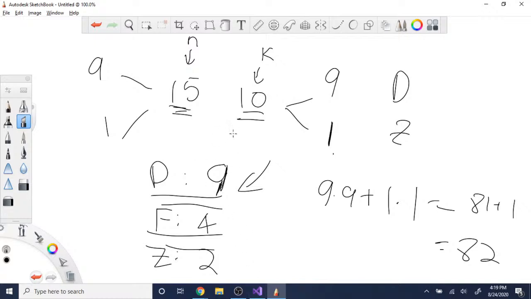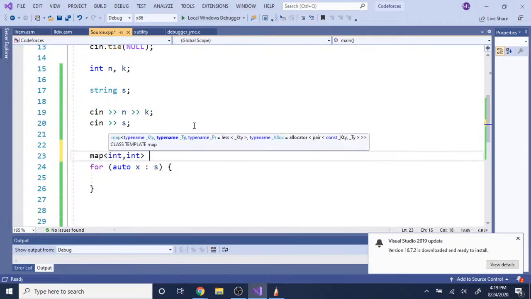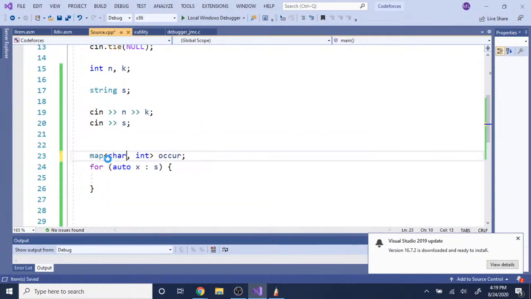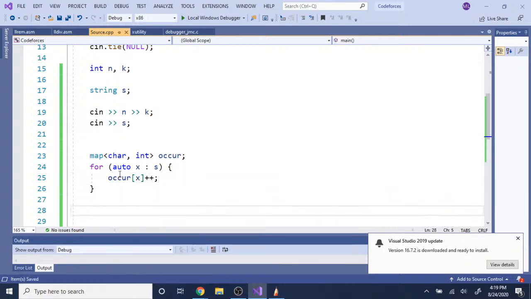And each time you do it, you multiply by the number of occurrences. So first we're going to get the number of occurrences. So for auto x in s, this is for every character in s. Let's use a map. So we're going to map a character with the number of occurrences. You can use an array, but it depends on you. So here I'm going through every character and just adding up the number of times it occurs.